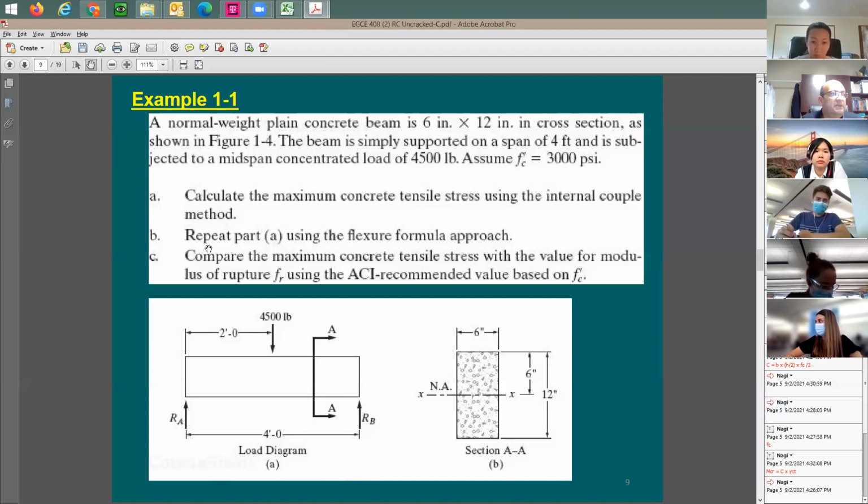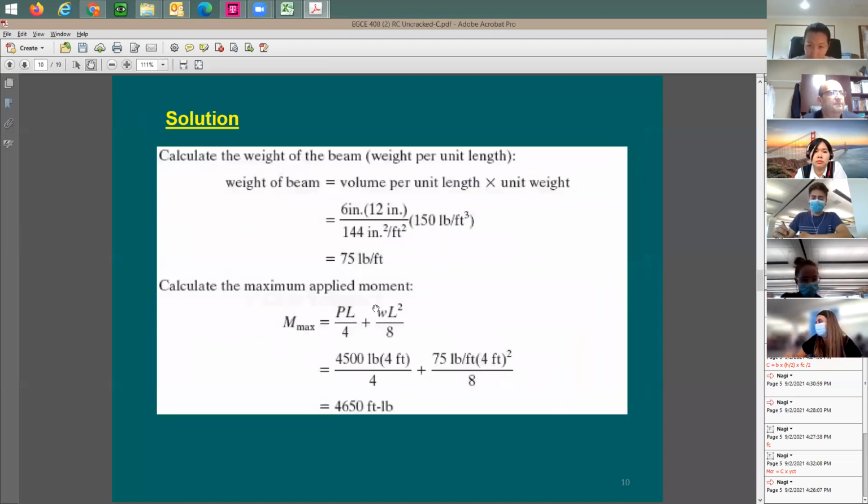And then it says here, repeat part A using the flexural formula approach. I can show you what is meant by this flexural formula approach. And then item C says, compare the maximum concrete tensile stress with the value of the modulus of rupture, FCR. Which means that it wants to ask you, do you think that this beam is cracked or not cracked yet? Based on this loading given to you. Okay. Now, the self weight of the beam here needs to be included. In your homework, you don't really need to include it.